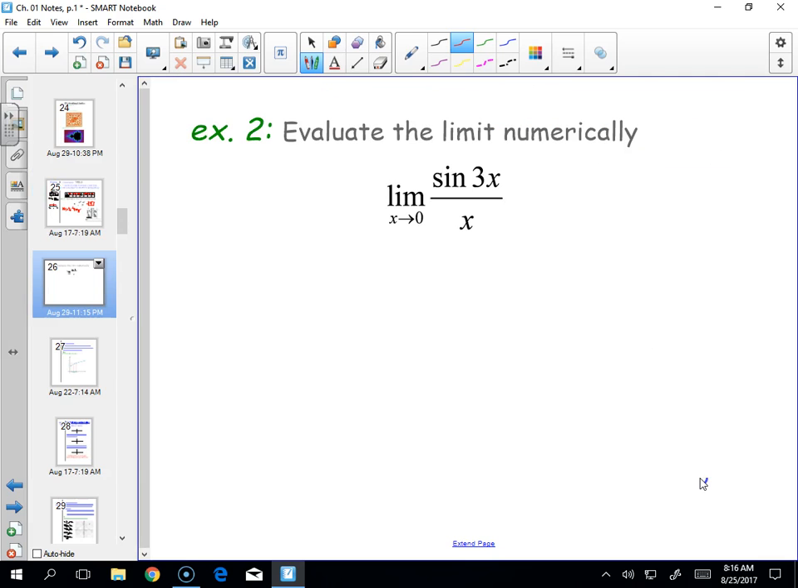Kiddos, I want you to go ahead and use your table. Reorient it, meaning changing up the function, changing up what x is approaching. And I want you, using your table, to go ahead and find this answer.